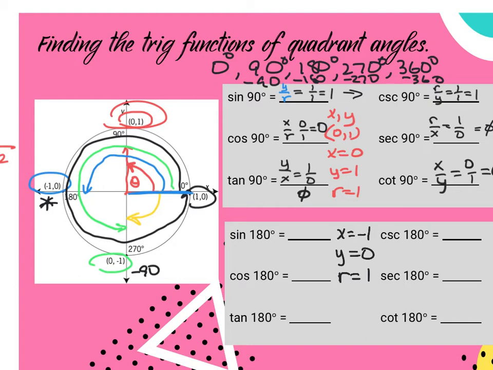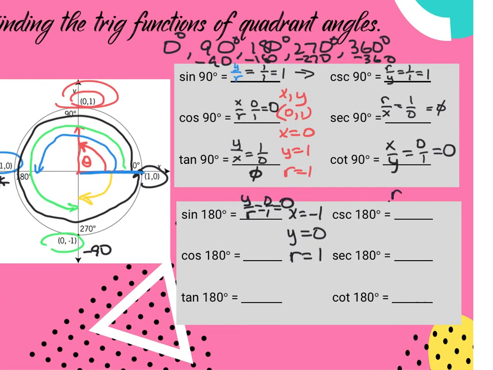Sine is y over r. 0 over 1 simplifies to 0. Reciprocal, r over y. 1 over 0, undefined.